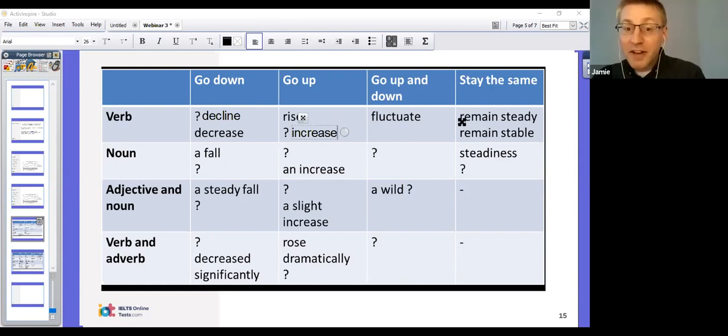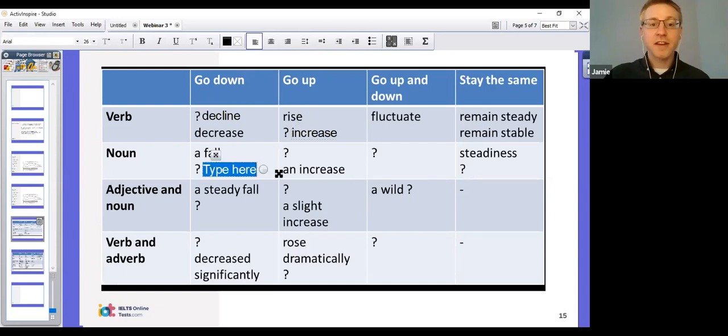Excellent. Now, what about the noun? Instead of a fall, what would be an appropriate noun? Instead of saying a fall, we say a decrease. Very good. And we might often say experienced. Experienced a decrease. Experienced a fall. So it will go together with the verb there.